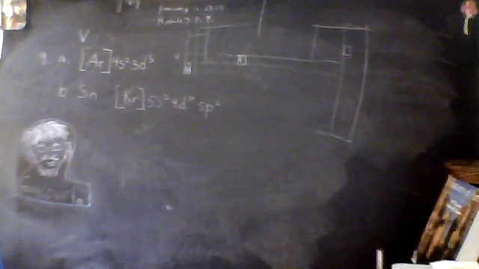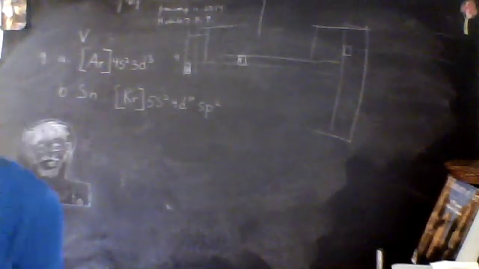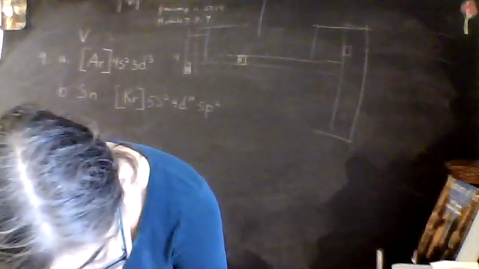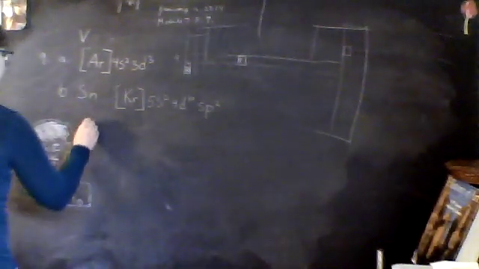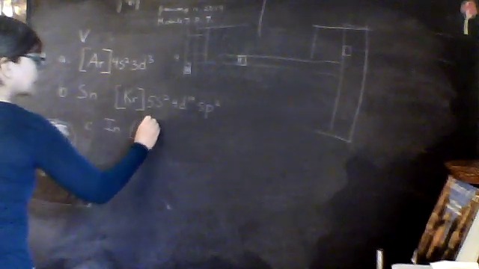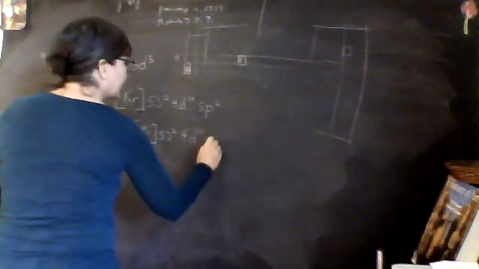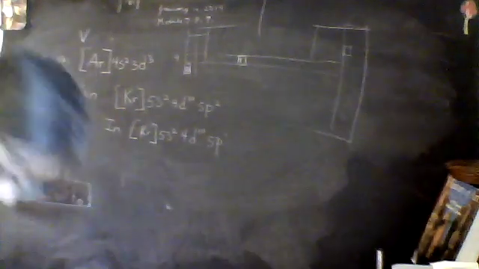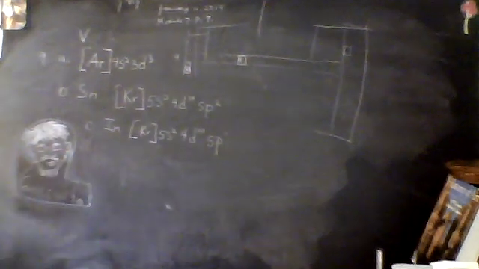Okay, and then In, which is indium. In is number 49, so it's right next to tin. So it's going to look a lot like tin, right? Yeah. It's going to be krypton, 5s2, 4d10, 5p1, right? Yeah. And you understand all that? Makes sense to you?